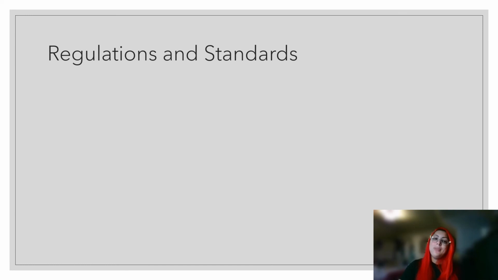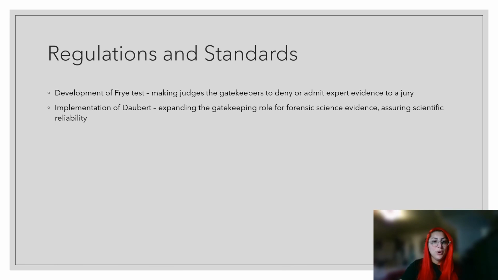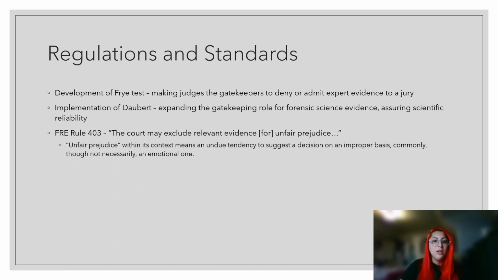And so that brings me to regulations and standards. So how do we regulate this? How do we ensure that this doesn't occur? So the development of the Frye test, that made judges the gatekeepers to deny or admit expert evidence to the jury. Then there was the implementation of Daubert, which expanded on the gatekeeping role for forensic science evidence, assuring that there was scientific reliability specifically.